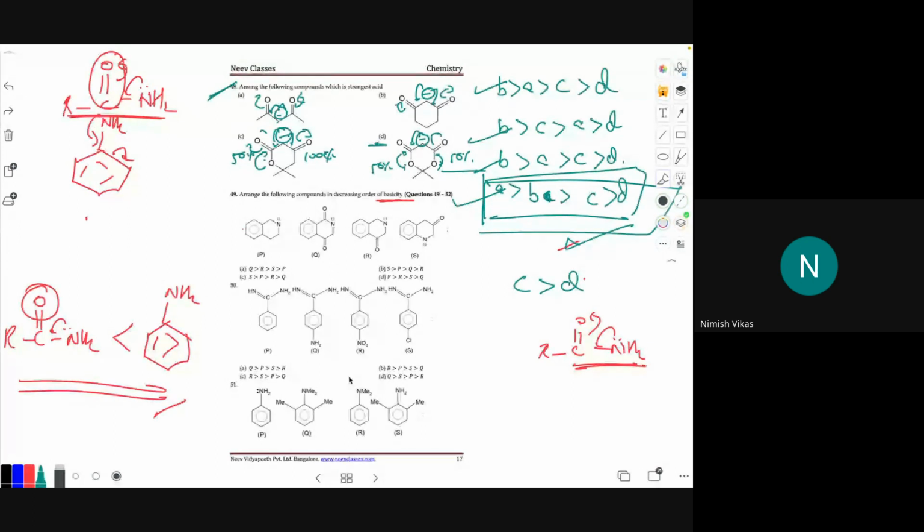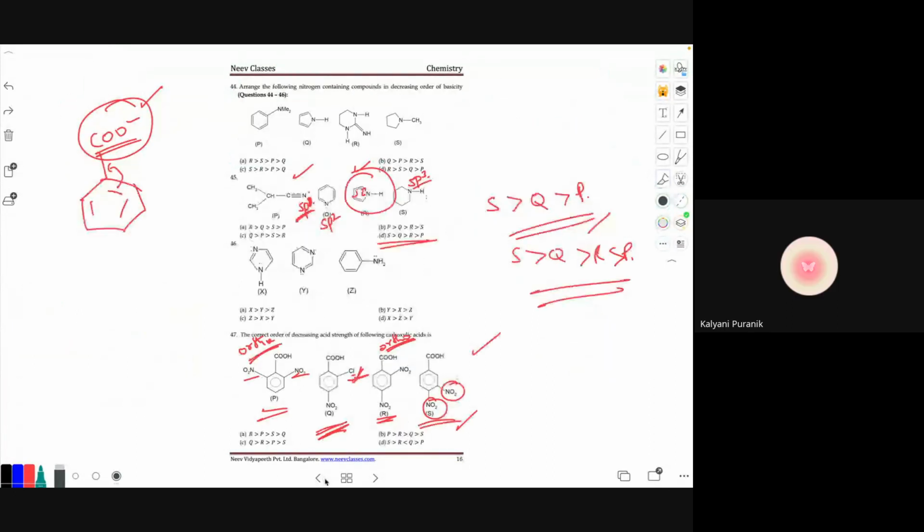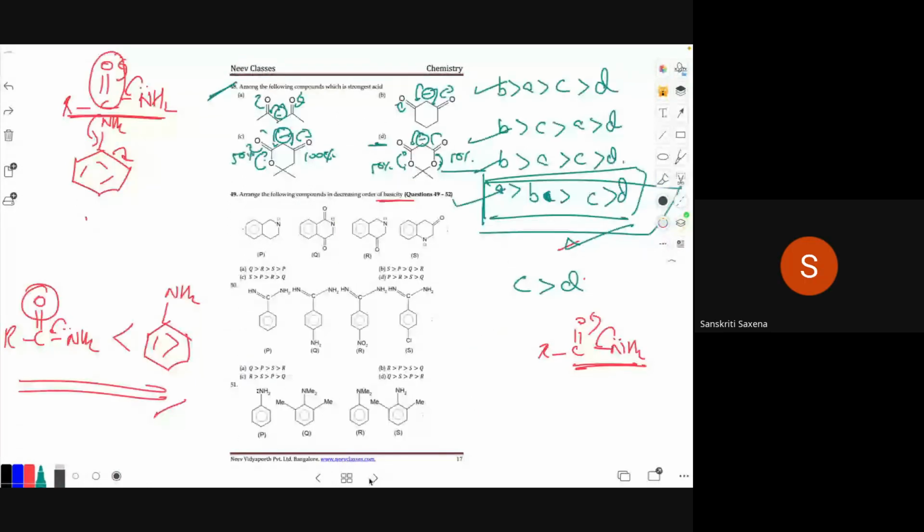Is that clear? Yes, sir. Kalyani, clear, right? I don't know what I was thinking, but isn't resonance on a ring better than the open chain? You cannot say that. It will depend on what kind of thing is happening. Here we have considered plus I. We have not considered any other concept. Okay, sir.